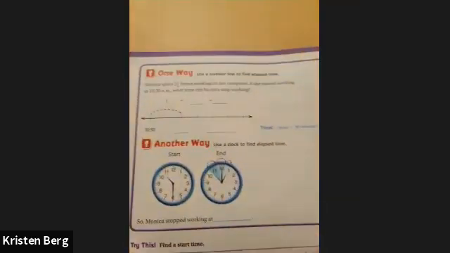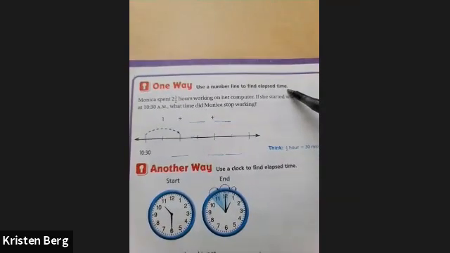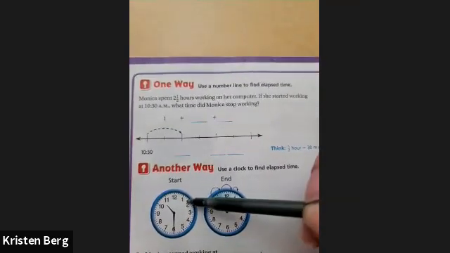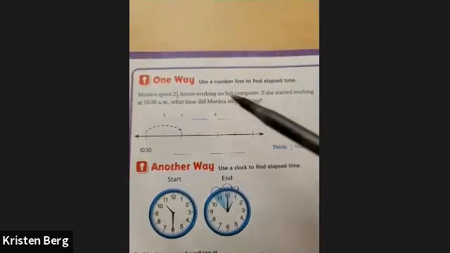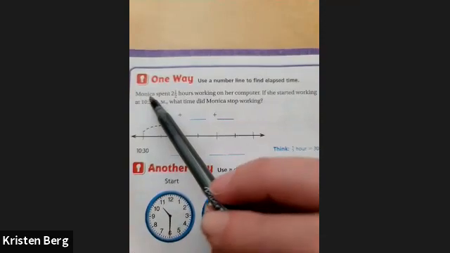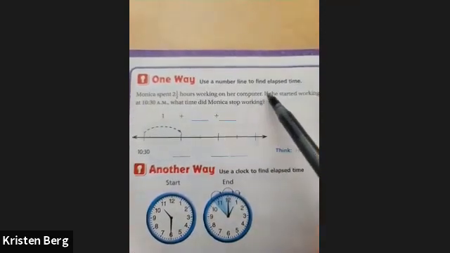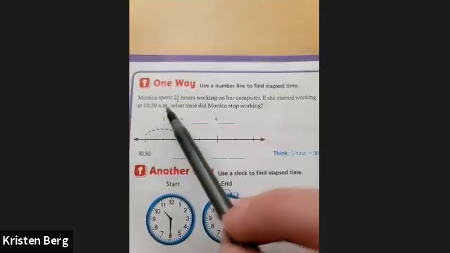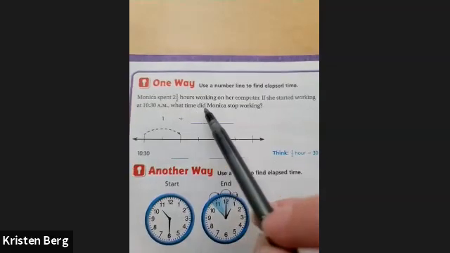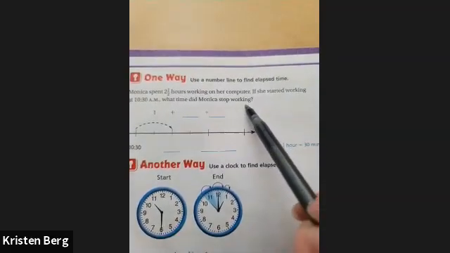Next. All right. The next thing that you are going to be seeing as well is called elapsed time. So they're going to tell you when they're starting, when they're ending, and you have to figure out how much time went. So here it says Monica spent 2.5 hours working on her computer. She had started working at 10:30 a.m. What time did Monica stop working?